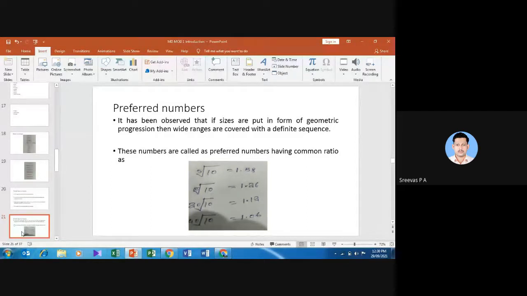What is geometric progression? GP. You have studied it in mathematics: AP, GP, HP. Geometric progression. Anyone?